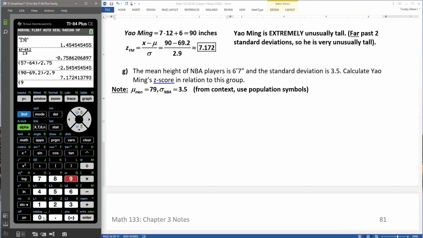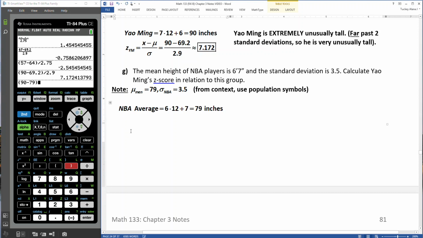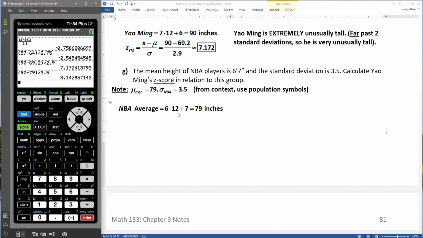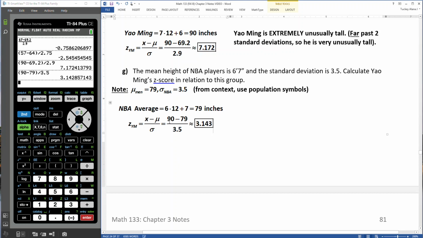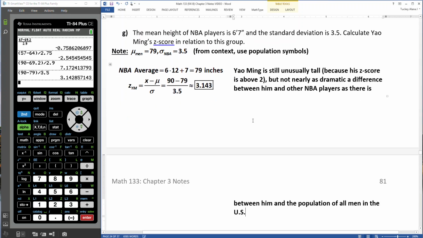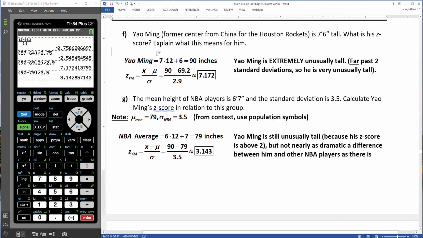Well, we do what we just did, but his height hasn't changed, it's still 90. But instead of 69.2, we use 79. I got that, by the way, by 6 times 12 plus 7. Here, let me show you real quick. So that's where that came from, right? So that's where the 79 comes from. And then I subtract 79, I divide it by 3.5. They've got a little bit more standard deviation. It's a smaller group. And there you have it. He's 3.1428. That is his z-score. So he's still unusually tall, even when you compare him to just NBA players. But it's not as dramatic as it is when you compare him to the population at large. There we go.